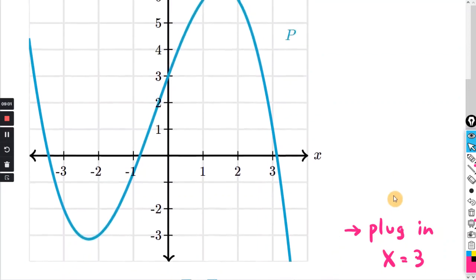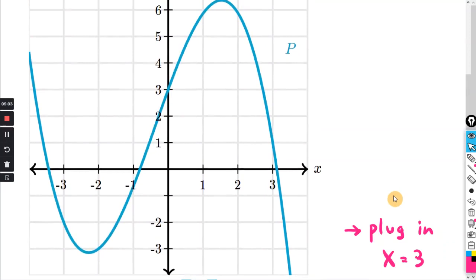So here is our graph. We're plugging in x equals 3. This is the x-axis. We go to x equals 3, and we want to go to the graph at x equals 3. So this here is x equals 3. That's right here. And the y value at x equals 3 is going to be positive 1. So at x equals 3, y equals 1.